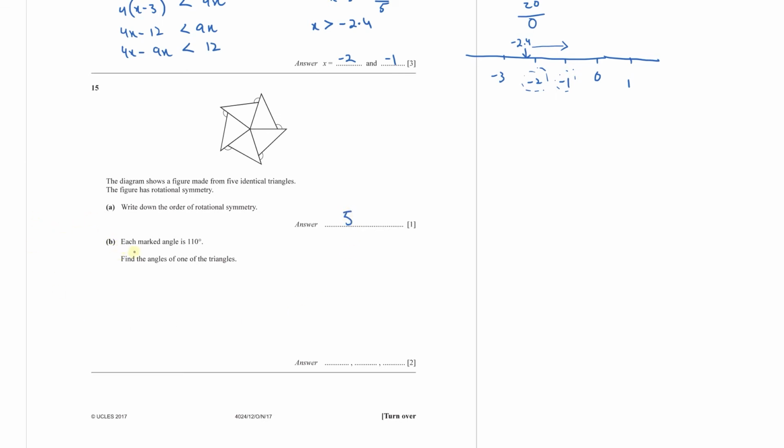Part B is each marked angle is 110 degrees. Find the angles of one of the triangles. So you have to find all 3 angles of any triangle. Since all are identical, they will be the same for each of the triangles. So each marked angle, let's take this one. This is 110 degrees. And since this is a straight line, you can straight away say that this would be 180 minus 110, which is 70 degrees, right?